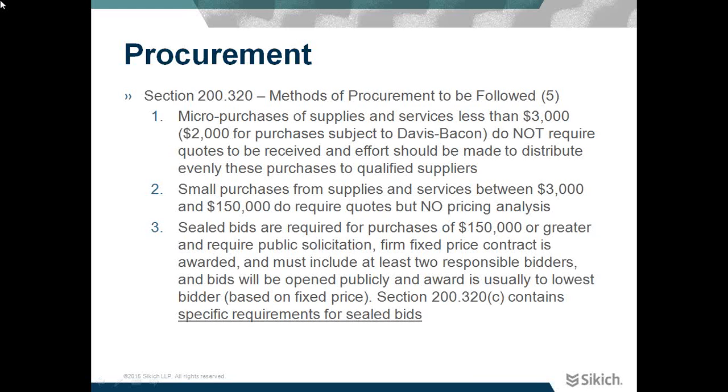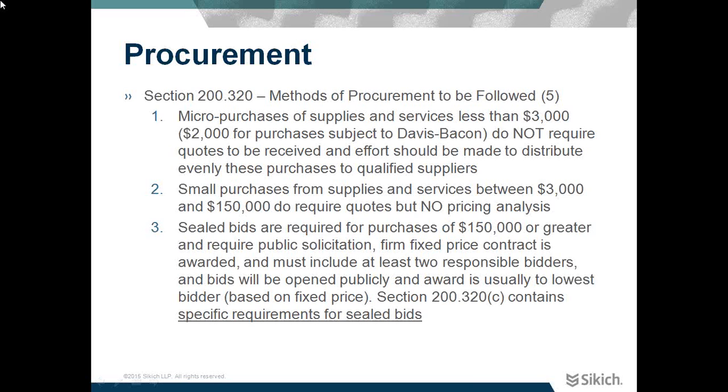But really, there should be some sort of an effort to be sure that you are distributing, not purchasing strictly from one provider, but you're also giving equal opportunity to other qualified suppliers. But those are your smallest purchases that don't have a lot of additional compliance requirements. The next step up would be considered small purchases that are found between $3,000 and $150.